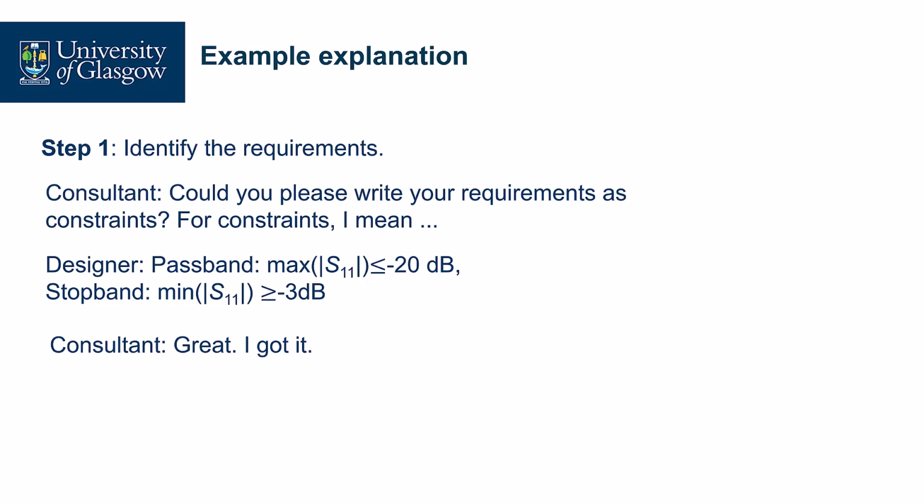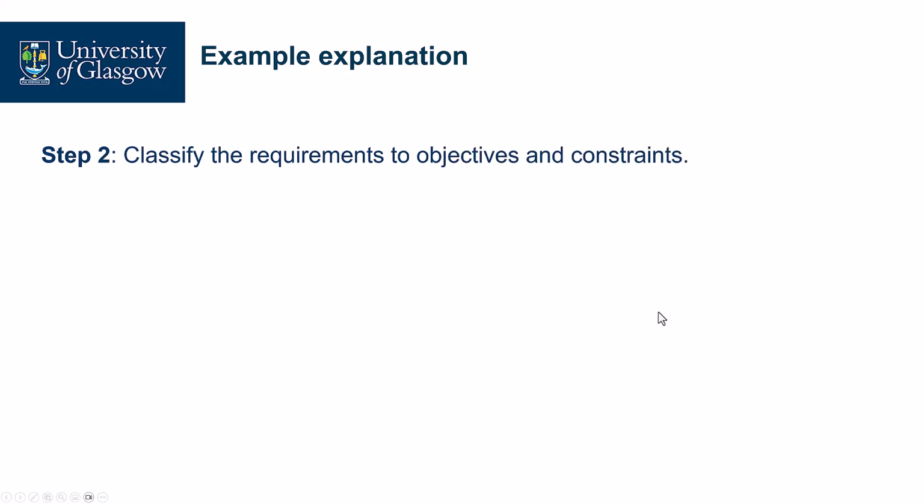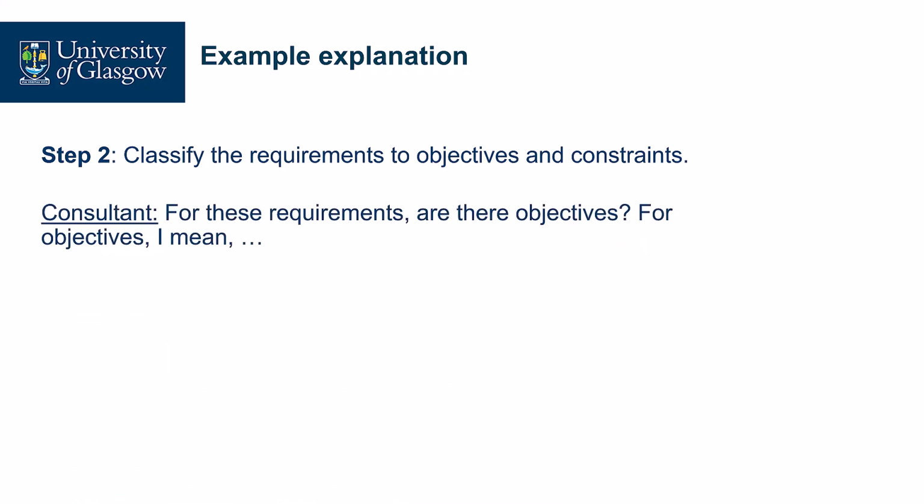Now we can go to step 2 because the requirements are already identified as you can see here. So step 2 is to do what? To classify the requirements into objectives and constraints. Then you can ask the designer, for these requirements, are there objectives? You can explain to him what an objective is and the difference between objective and constraint, so that the designers can understand.